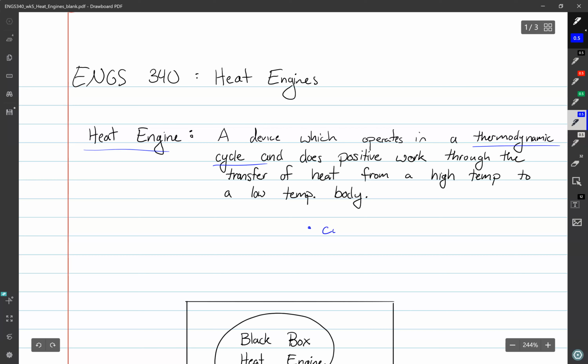So it's operating in a cycle. And it does positive work through the transfer of heat from a high temperature body to a low temperature body. So work out, heat in. And it operates in this thing that we call a thermodynamic cycle. We'll define exactly what that is by showing examples of what that is, and hopefully that makes it clear.